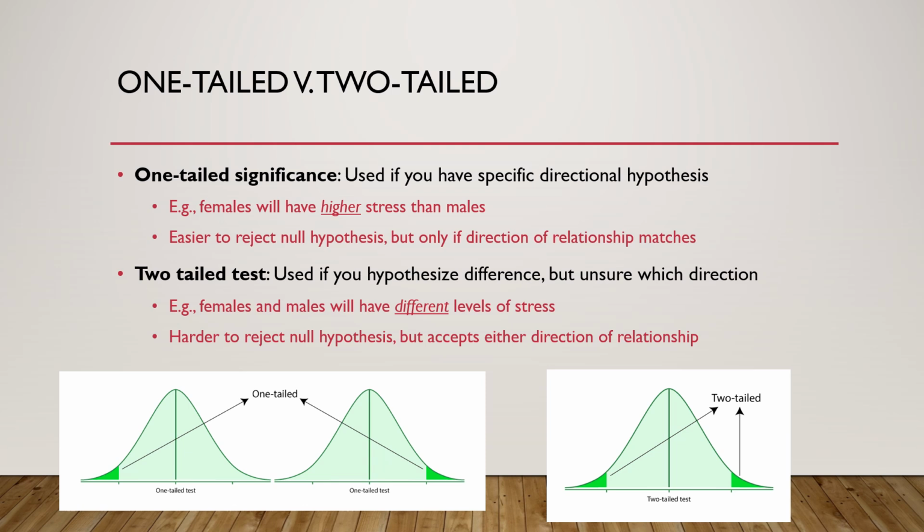This is technically harder to reject the null hypothesis because of the way p-values work, but it does accept either direction of relationship, so you get a little bit more flexibility if you're not really sure how the relationship should go.